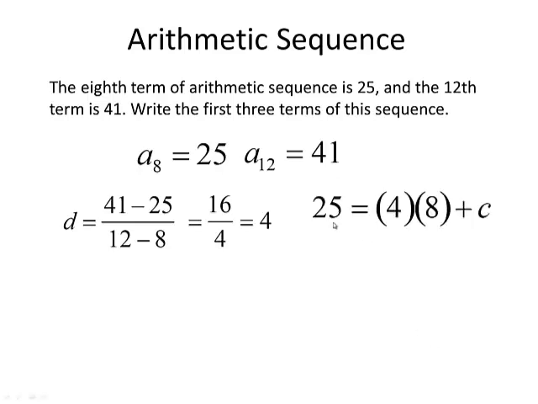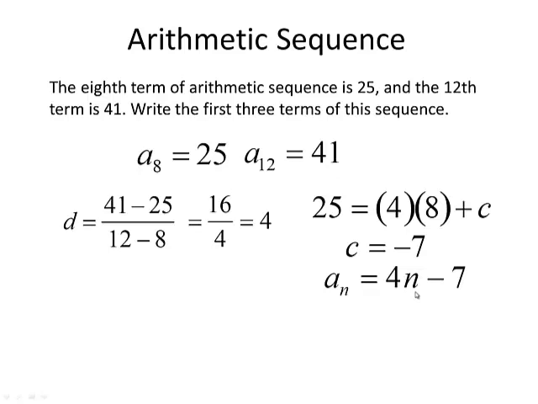And then I'm going to use this first set here, the 8 and the 25, with the common difference of 4, and we're going to solve for c. And this is going to be 32, subtract 32 from both sides. I get c is equal to -7, which gives me any term is equal to 4n minus 7.